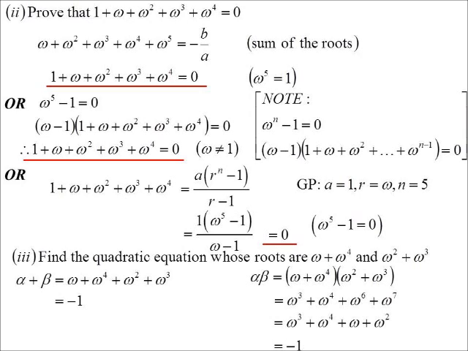Okay, sum of the roots. Well, the sum of the roots will be omega plus omega to the power of 4 plus omega squared plus omega cubed. Oh, well, I know what that is now. Because remember, we just proved 1 plus omega squared plus omega cubed plus omega to the power of 4 is equal to 0. Therefore, that is negative 1.